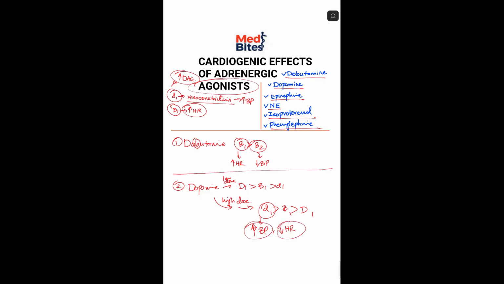Now, dopamine receptors cause vasodilation. This is the only time you gotta know that. And vasodilation would result in drop in blood pressure, which would also result in reflex tachycardia.